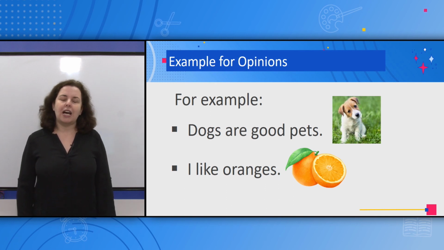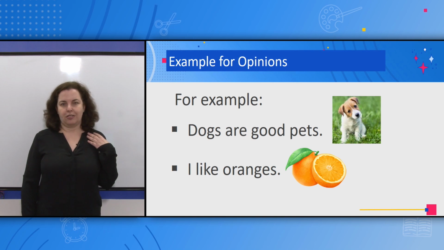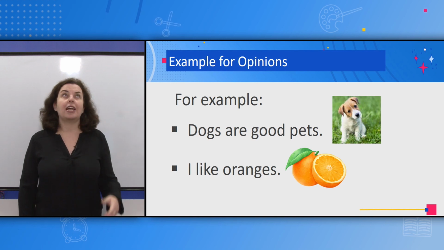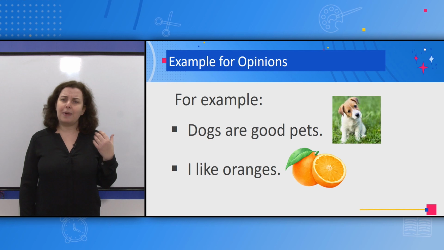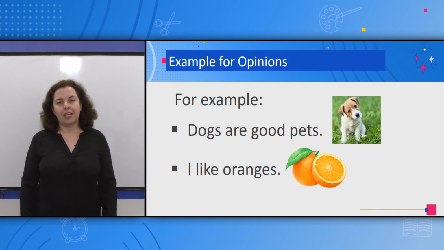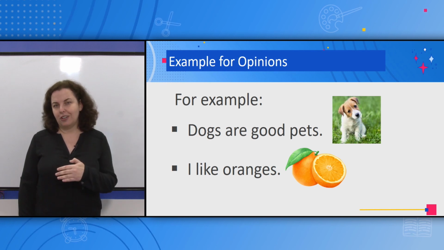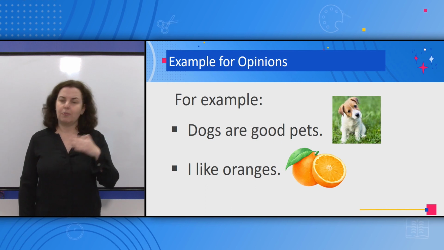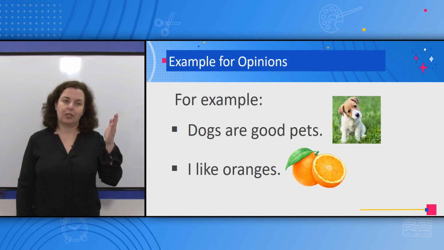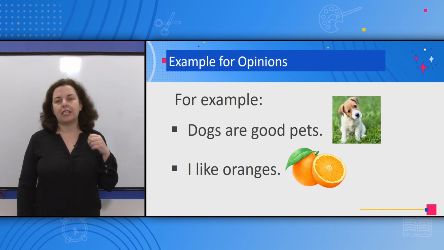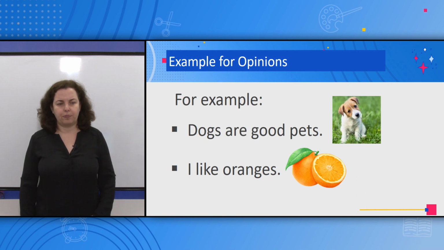Another opinion is I like oranges. Do you like oranges? I like oranges. That's my opinion. Do you remember what the fact was before? The fact was that orange is a color. Orange is also a fruit. But an opinion is I like oranges. That's my feeling about the oranges.